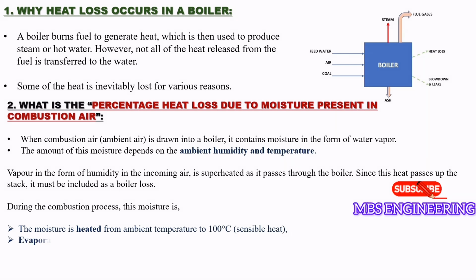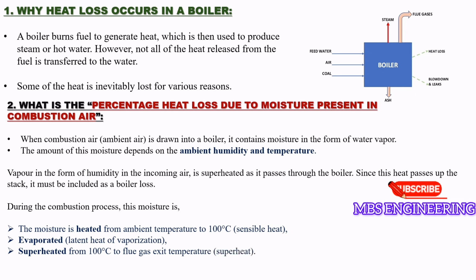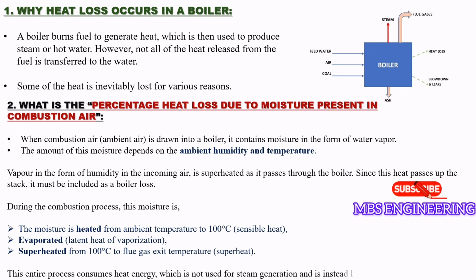The next step, it is evaporated. It is called the latent heat of vaporization. The final step, it is superheated from 100 degrees Celsius to flue gas exit temperature. It is called superheat. This entire process consumes heat energy, which is not used for steam generation and is instead lost in the exhaust.